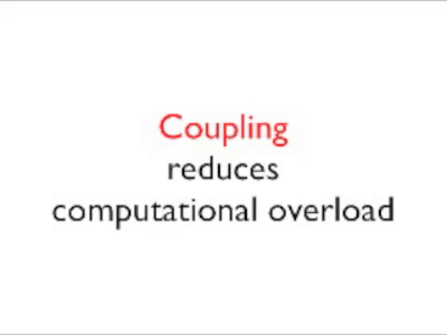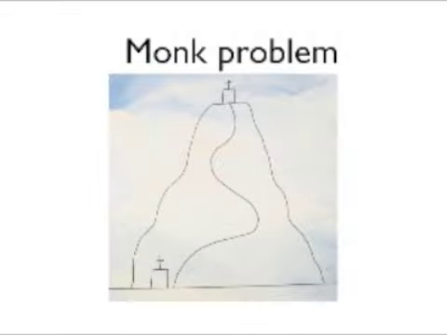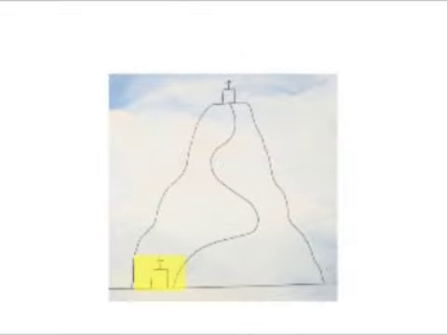Now let's investigate a second limitation in my thought processes. I will use the monk problem to demonstrate it. In the monk problem, there is a mountain. At the bottom of the mountain is a monastery. At the top of the mountain is a small shrine. There is a path connecting the 2.